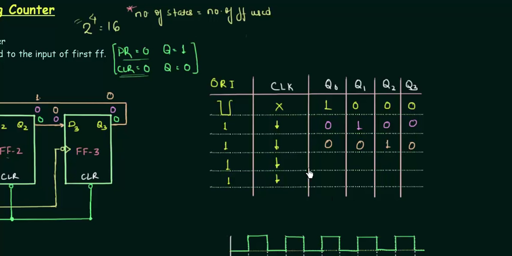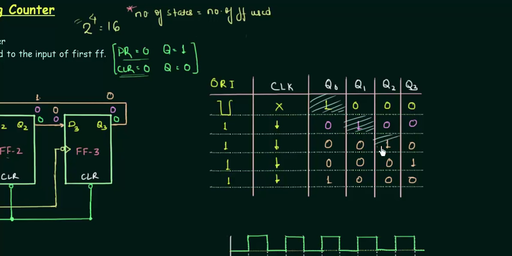In the same way, if you do the analysis for this third falling edge, you will find the output as 0, 0, 0, 1 and again 1, 0, 0, 0. Now let's see what is happening in this table. We have to see the 1.